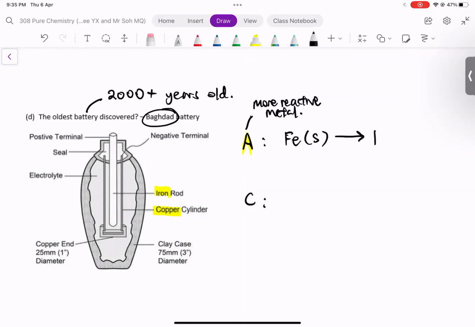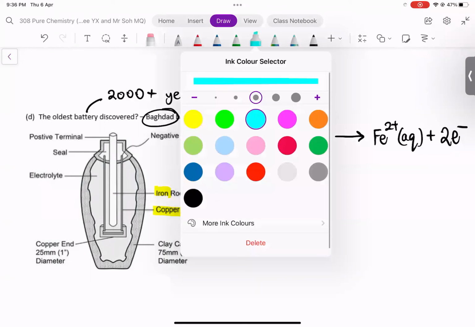Iron is more reactive than copper, so iron will lose electrons and be oxidized more readily. So Fe becomes Fe2+. Okay, Fe usually forms Fe2+ first. It won't form Fe3+ immediately, if in case you're wondering. So the anode iron is oxidized to iron(II) ions. So what is the cathode? Again, is it Cu2+ being reduced to copper, or is it H+ being reduced to hydrogen? It depends on the electrolyte.